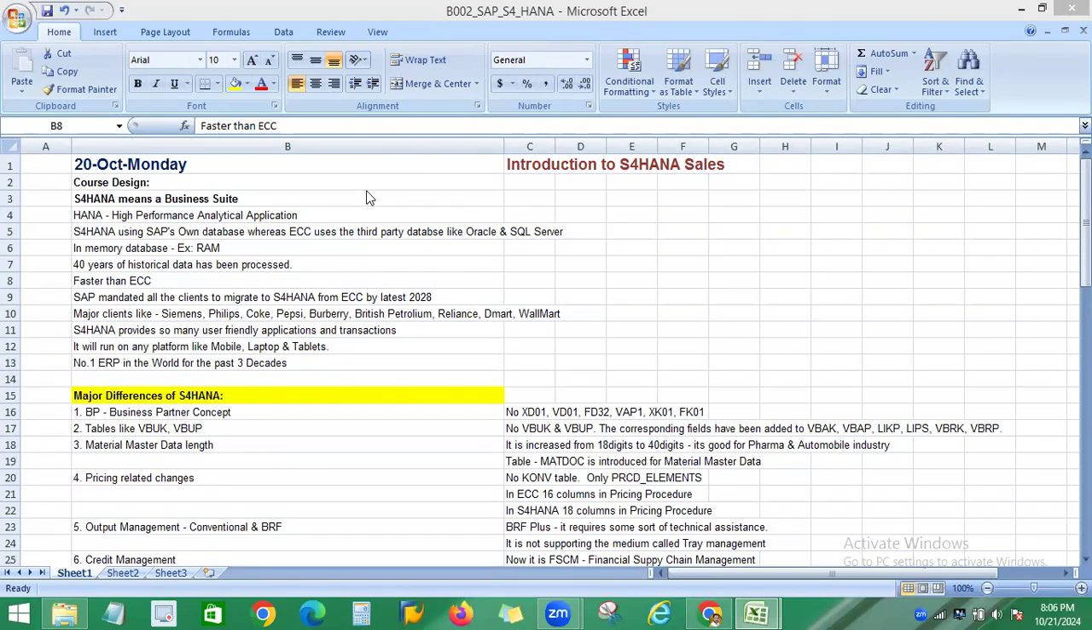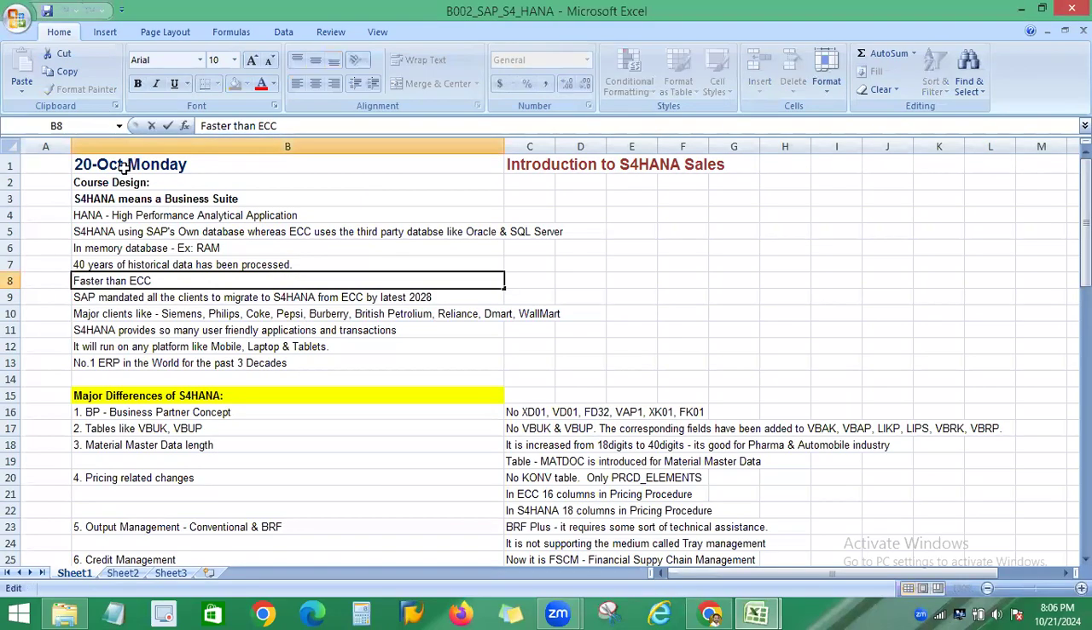Good evening, guys. So today we are going to start the introduction of SAP S4HANA. So what is meant by SAP S4HANA that we are going to start?